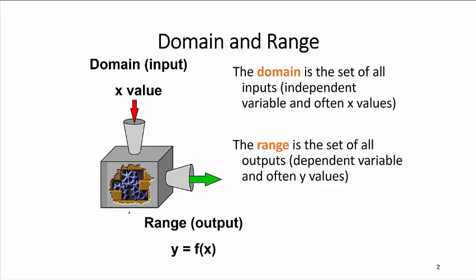And I say often because when we graph a function, typically we're graphing it on the x and y coordinate plane, and we think of the x value as the independent variable and the y value as being the dependent variable. And we say dependent because it depends on what we plug into the function for x. So the output value is dependent on what we stick into the function as an input value.